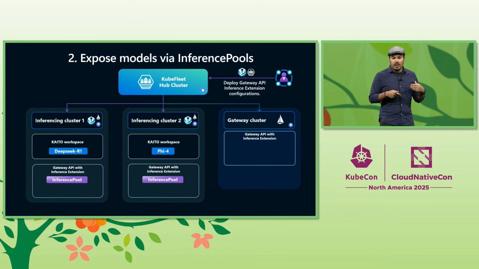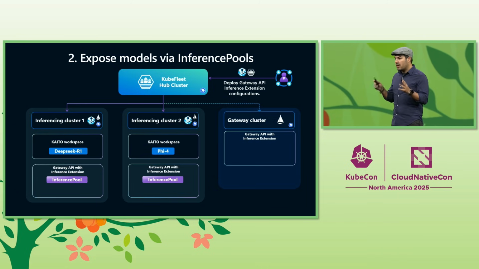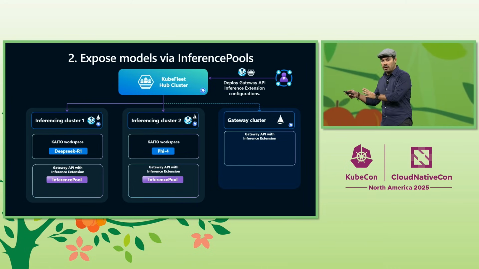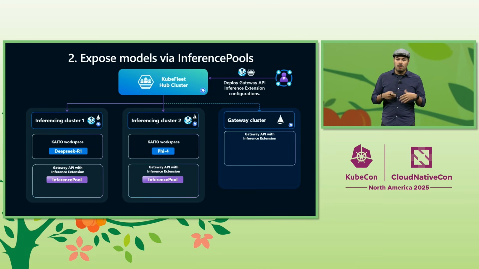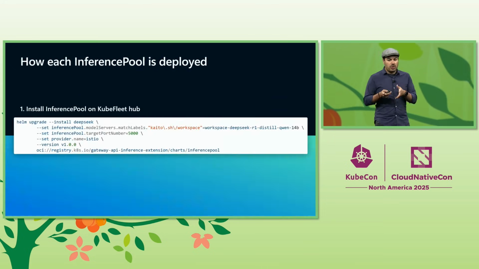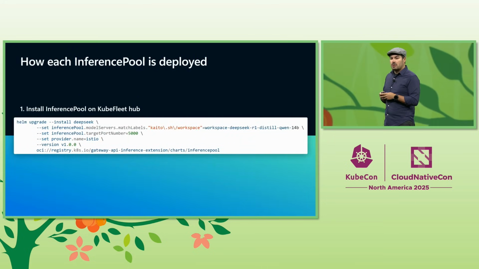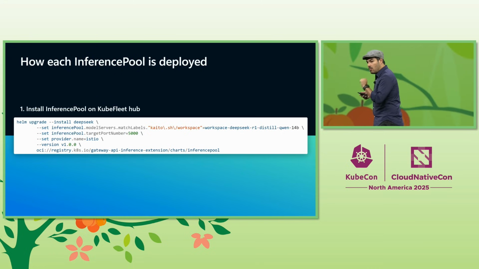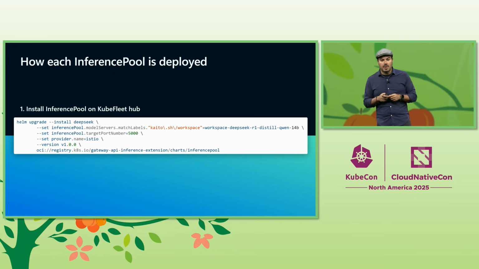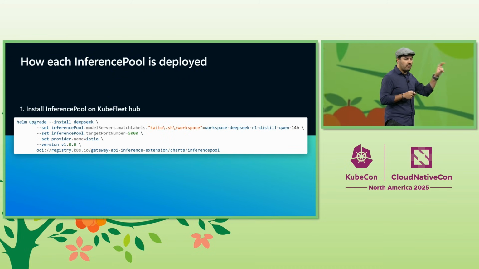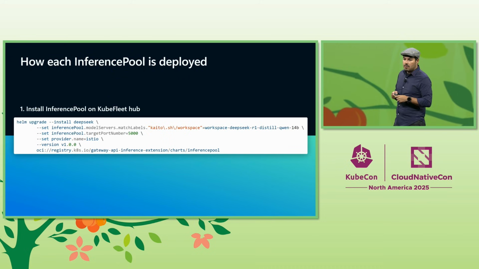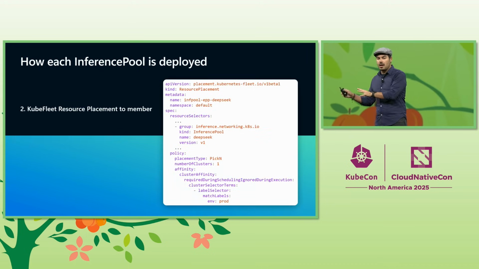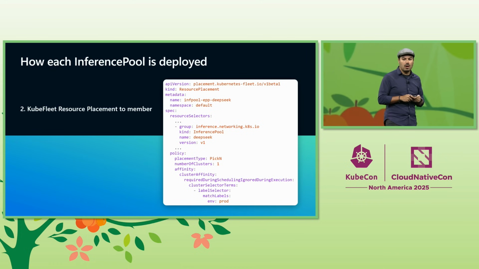Then we're going to be deploying the inferencing pool, which in a nutshell is a specialized Kubernetes service that allows our inferencing gateways to point to the right models. And we're going to do so with a Helm chart deployment, and we're going to pass on the labels that our models have, that the KAITO workspace manages. So you can see the labels for both DeepSeek and Phi-4. And we're going to use Fleet to place these inferencing pools in the same clusters as the models themselves.